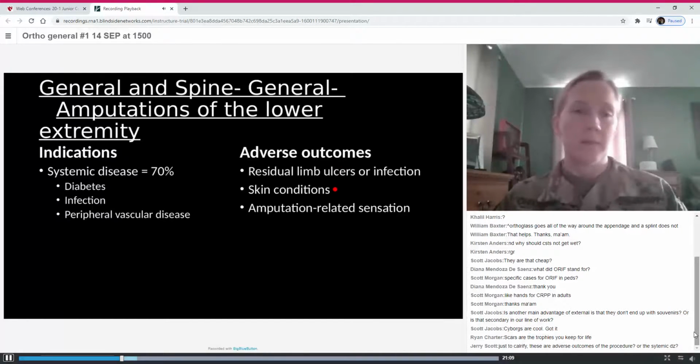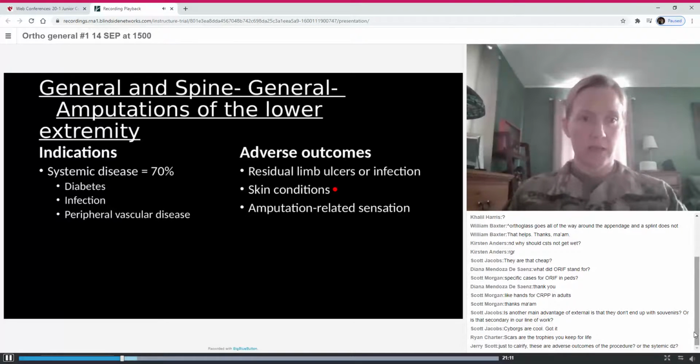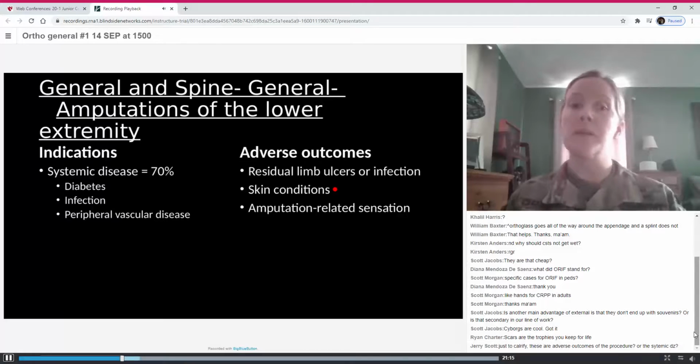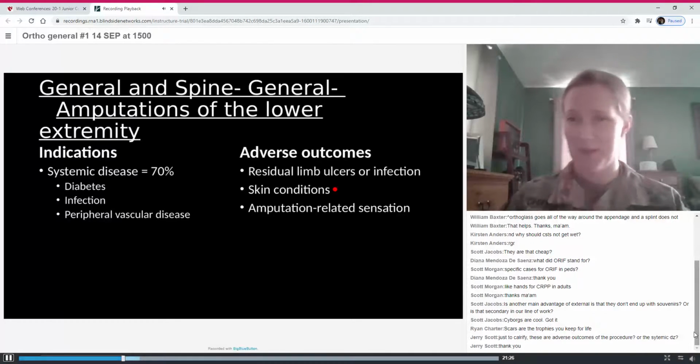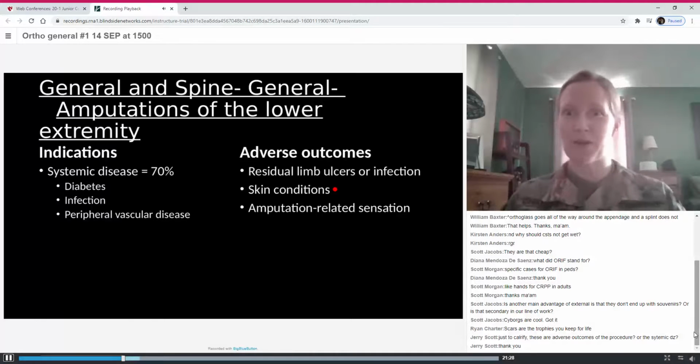Let me pause and look at Scott's comment. It's of the amputation, Scott. Though I suppose it could be both. Mostly I'm considering it of the amputations.